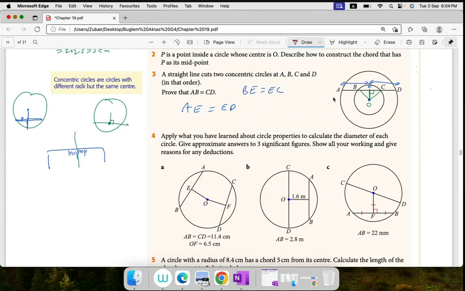Now on the left hand side, AE is actually AB plus BE. On the right hand side, ED is actually EC plus CD. And we've just shown that BE and EC are equal. They can be subtracted on both sides. So AB is equal to CD.